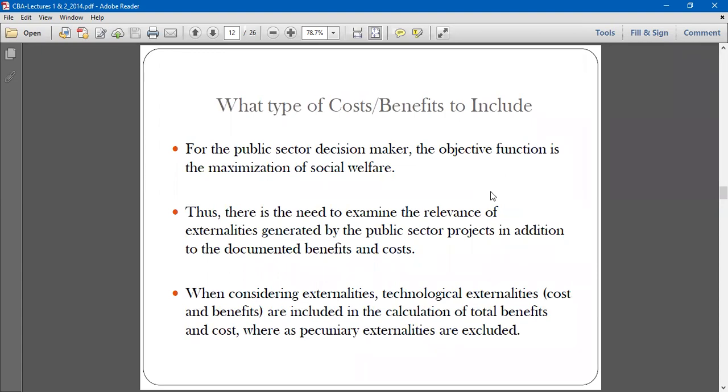Now if you are a private sector firm or decision maker, when we are thinking of embarking on a project, you are only talking about your benefits and then the cost that you get. Whatever externality that your economic activity will generate, you don't care. But for public sector decision making, using a CBA, we are concerned about externalities. And therefore, externalities are widespread.